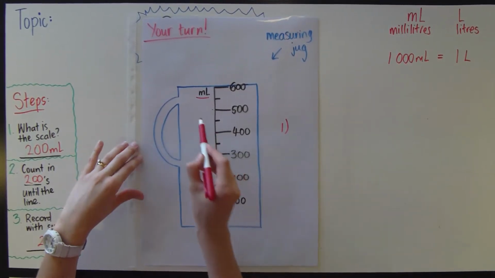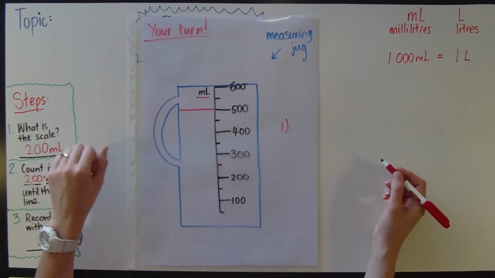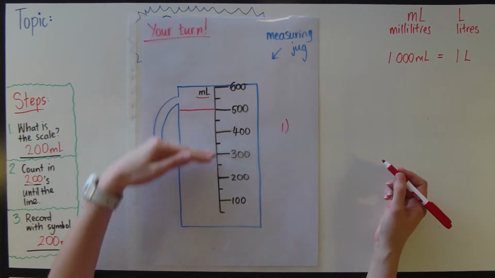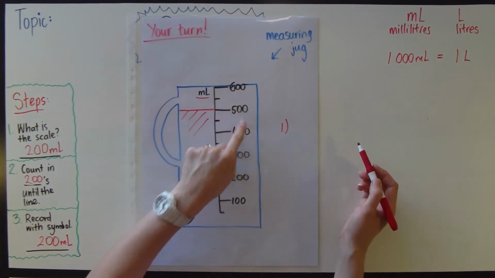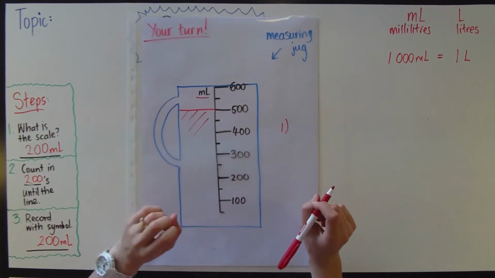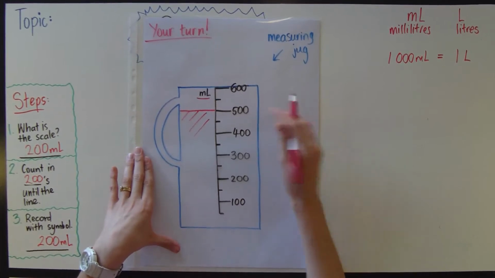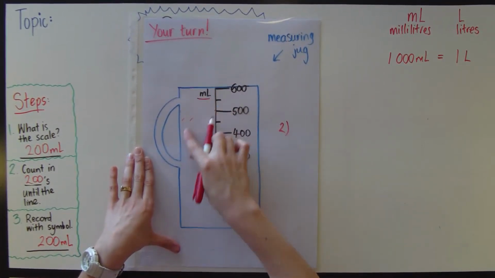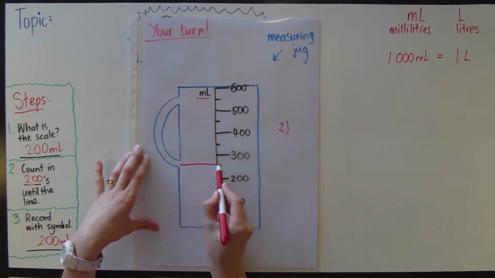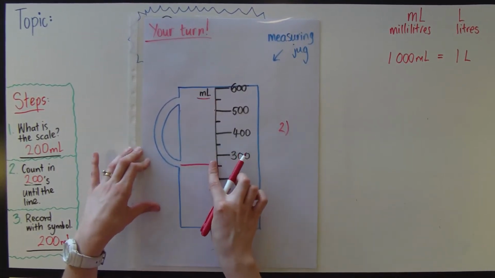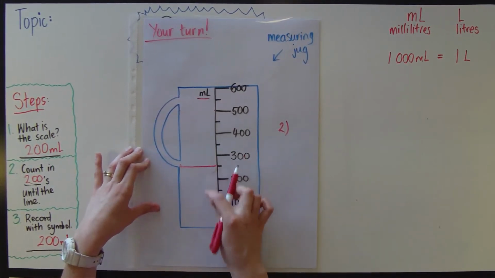Alright, so we have this line here. If the water goes up to there, all that water down there, all the way down there, what is the capacity? What is it? Alright, the second one. Just fix that one up. There we go.